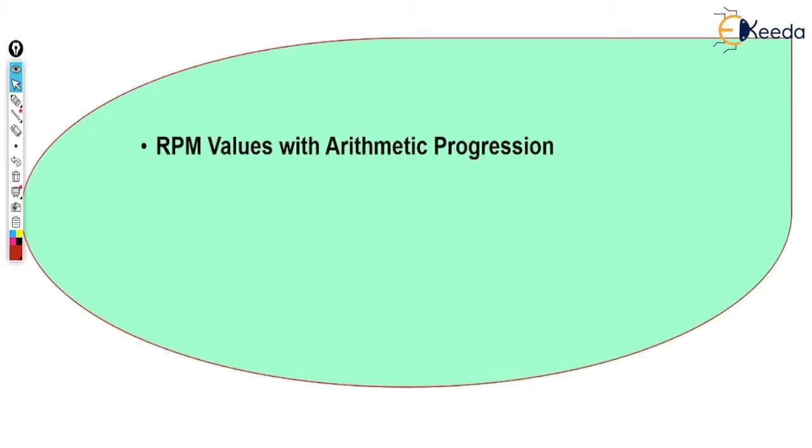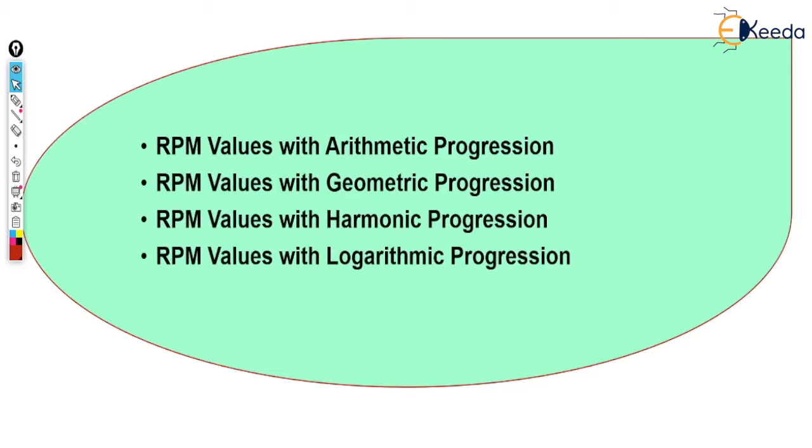After this, how do we determine this variable speed range? There are a few progressions in our syllabus, and through those progressions we can decide which should be selected. There are four progressions: arithmetic progression, geometric progression, logarithmic progression, and harmonic progression. Through these progressions we can determine what the speed of the first gear should be, the second one, the third one, and so on. But out of all four types, we use geometric progression.